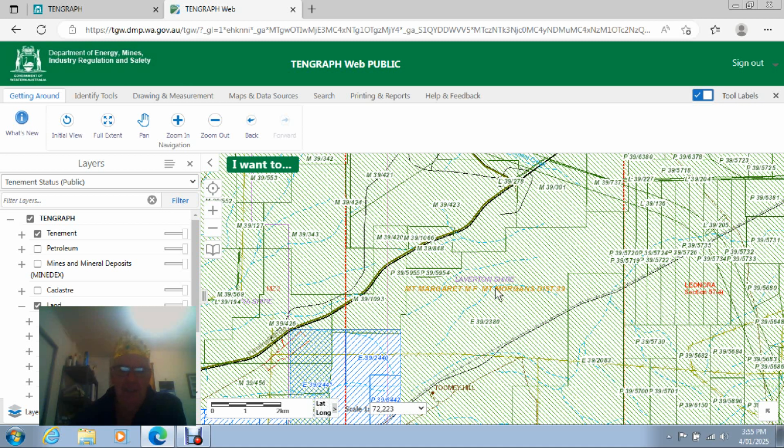This particular ground, E392380, is held by 14 Mile Well. They're a branch of Iceni Gold, and as far as I'm aware, they've been fairly positive when approached by prospectors.